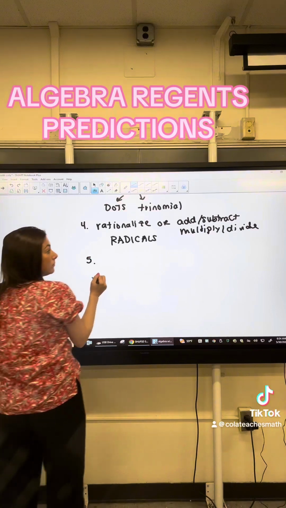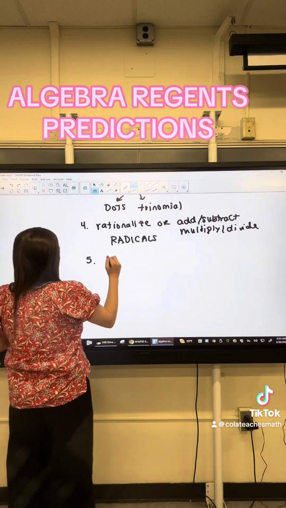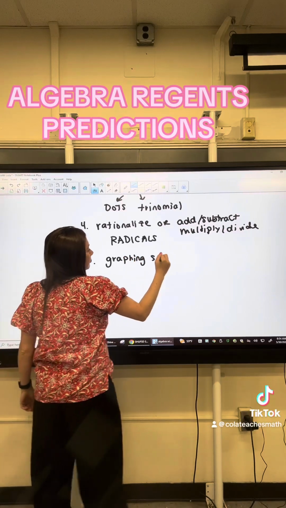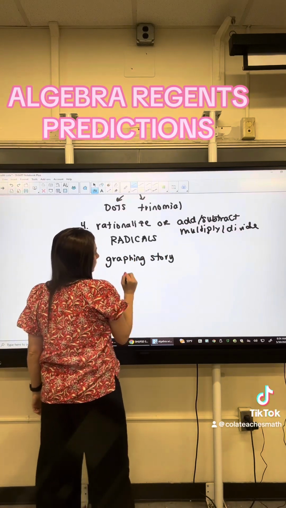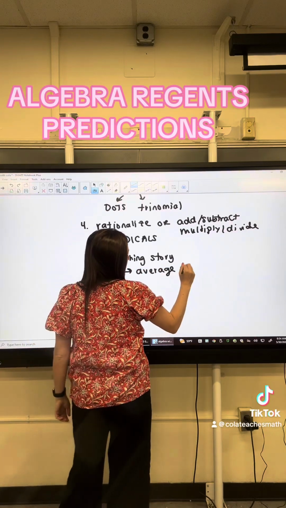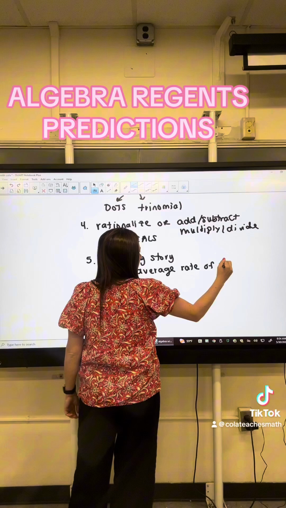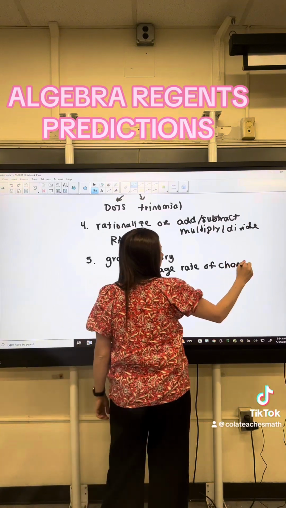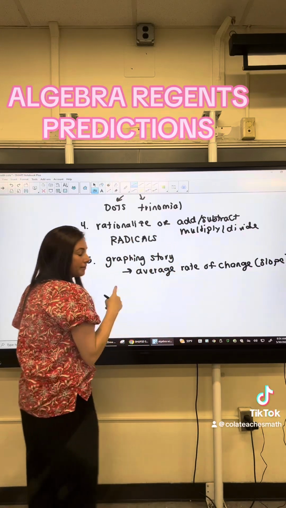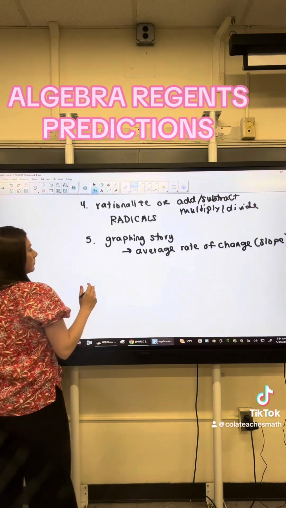Okay, the fifth thing you're going to need to be able to do is some sort of graphing story. I've seen some where they're like, when is the speed constant? Find the average rate of change between these 2 points. When is the bee moving the fastest? Something like that. And remember, average rate of change means slope. Slope formula can be found on a reference sheet, which is really, really nice.